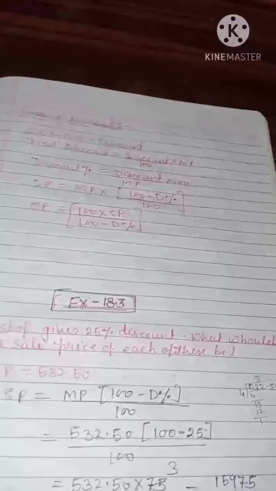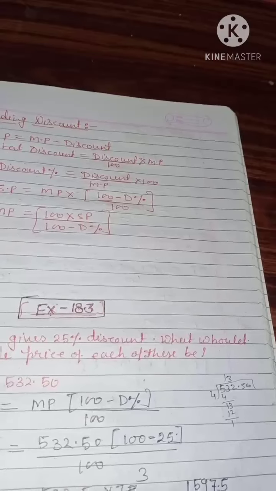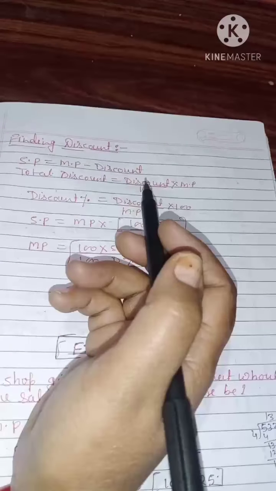Good morning children. Beta, we have completed up to exercise 18.2, and today we are going to learn about the discount and how to find the marked price in the given questions. Here are some formulas I have written. You can see them.